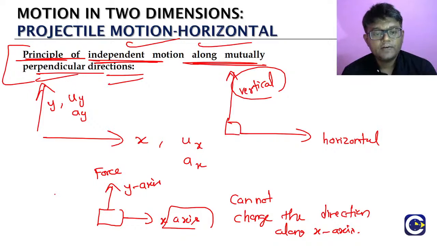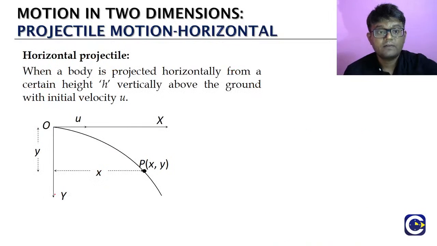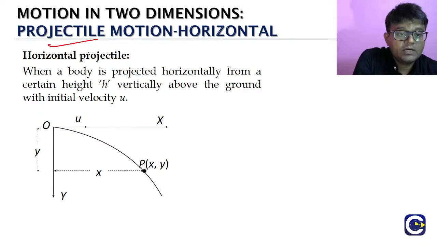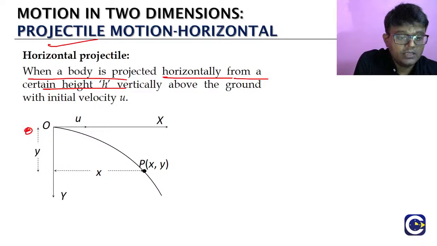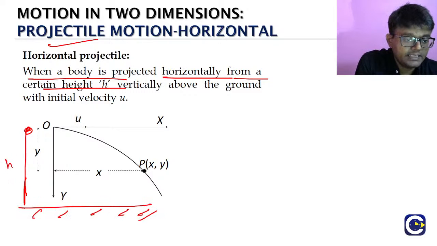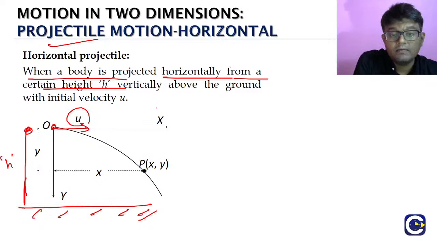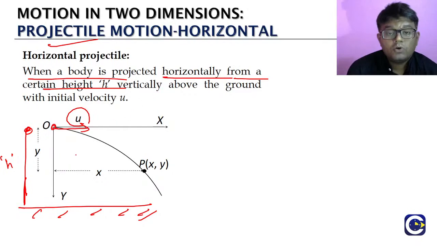First we will start with the horizontal projectile. What is the horizontal projectile? We will take a body which is thrown horizontally from a height. So let us say this is the ground, and this is the height h. From this point we are throwing the projectile with a horizontal velocity u. That is why we are calling it a horizontal projectile.